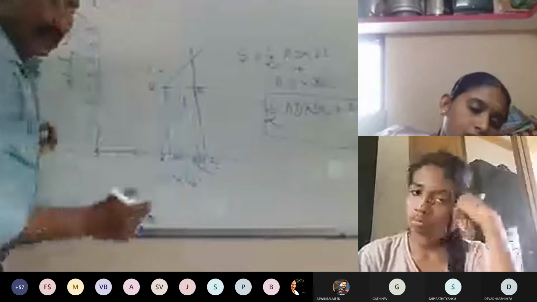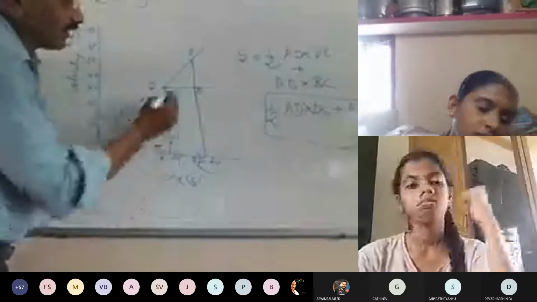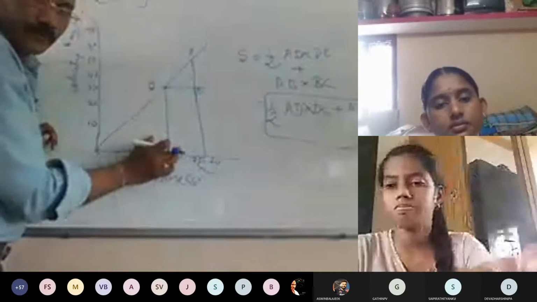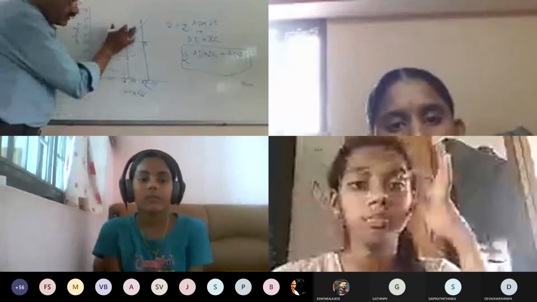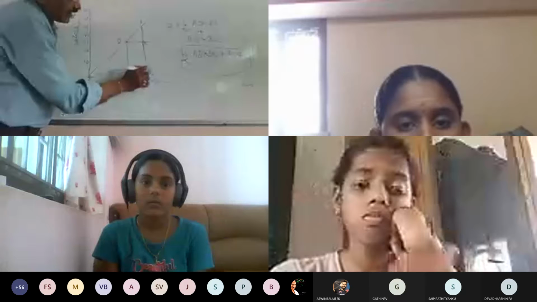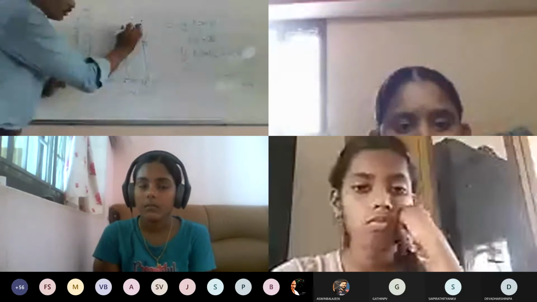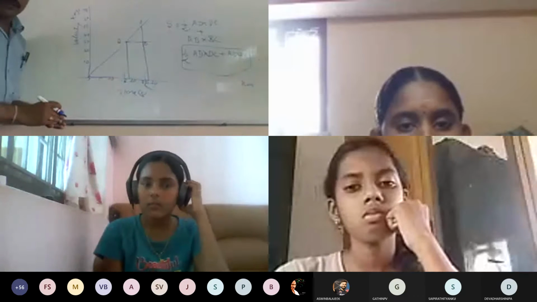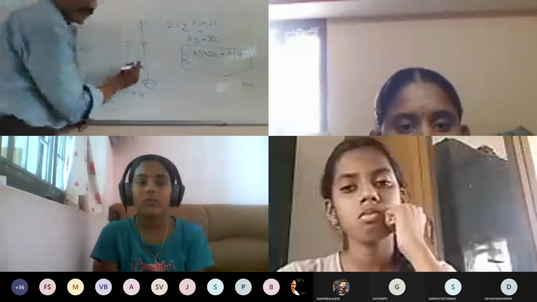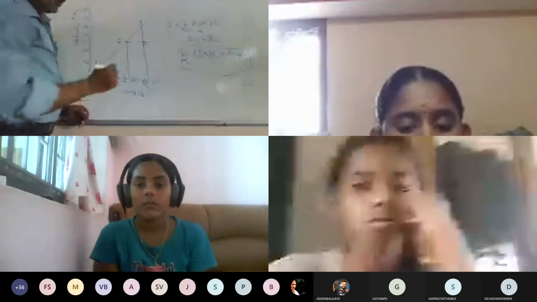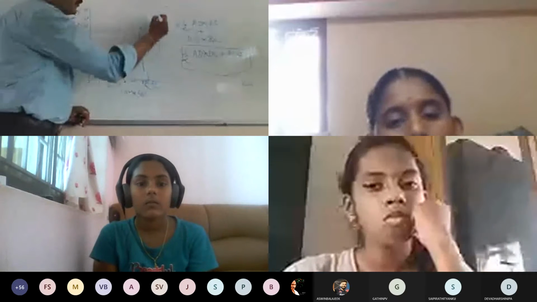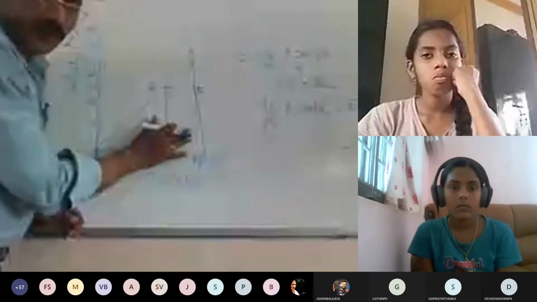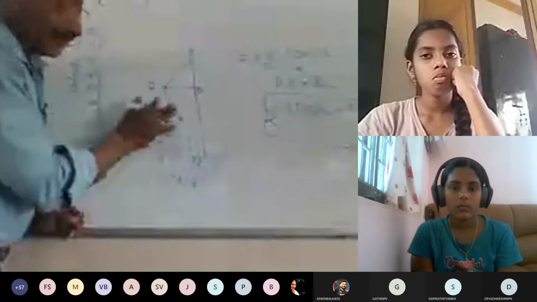So for calculating the distance traveled by the car, because it is not a triangle, it is a trapezium. So to find the area of this A, B, C, D, E, if I find this total area, I can get the distance traveled by the car. For that, I am separating this into a triangle and a rectangle.